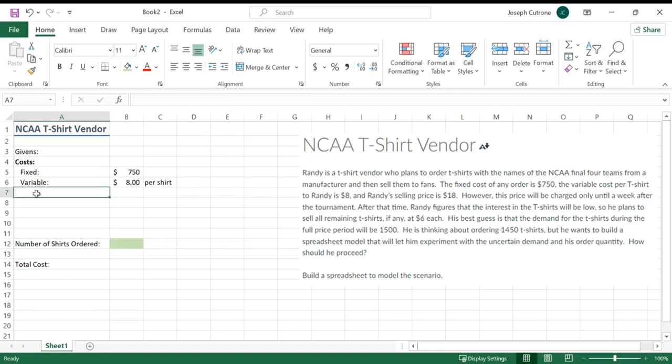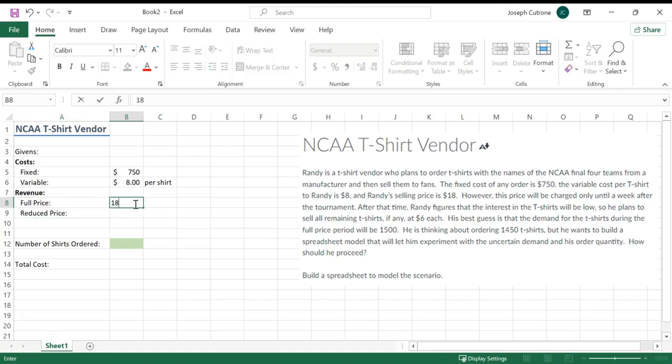So I'm going to start getting into my revenue here. Selling price. My selling price is $18, but this price will be charged only until a week after the tournament. So then it gets reduced to $6. So it looks like I have a full price and then I have my reduced price. All right, so there's two revenue things that I have to keep track of, and you need to write them both down. Let's indent a little bit. And let's write down my 18 for full price, and my reduced price is 6.